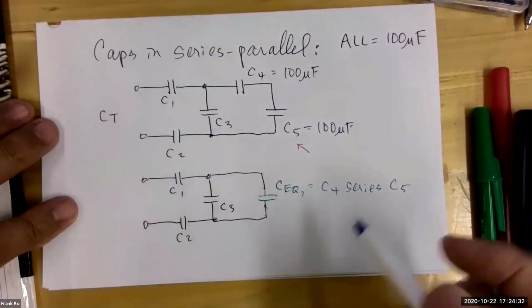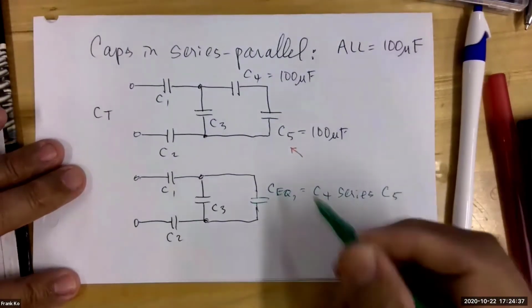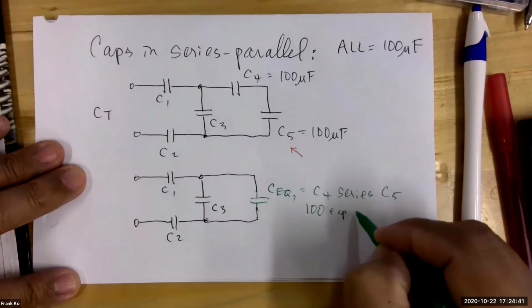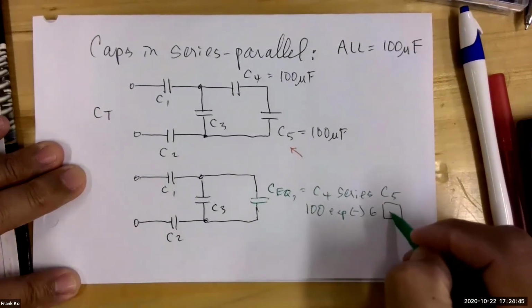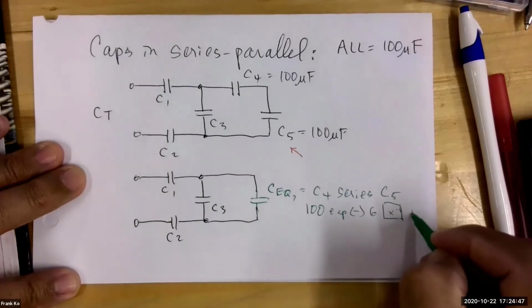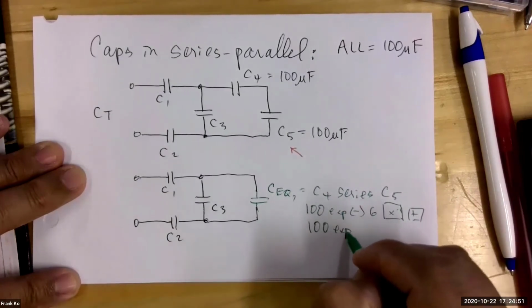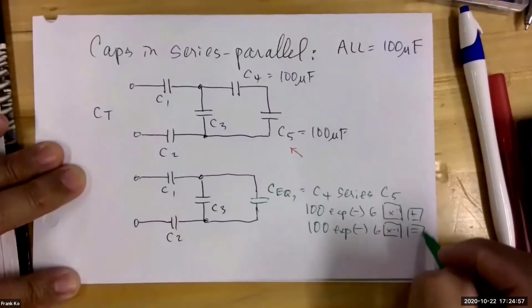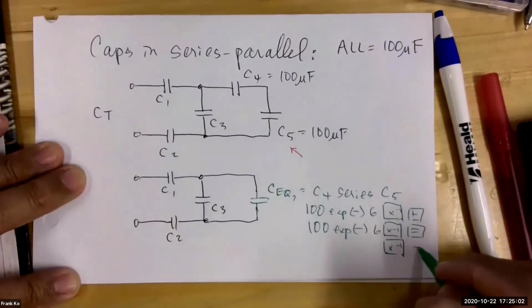So we would do these two guys using the reciprocal formula. That would work out to be 100 exponent negative 6 reciprocal plus another 100 exponent negative 6 reciprocal, equals, and then reciprocal, and then equals, yes?